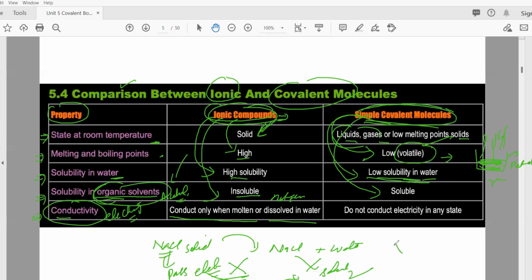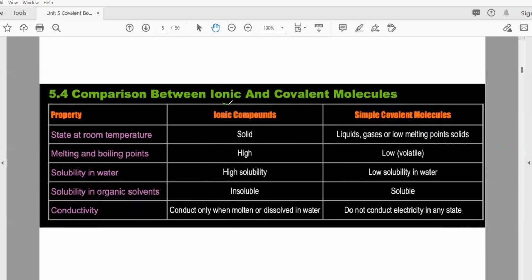Or I will take NaCl in a container and heat it. Now NaCl will melt. When NaCl melts, if you pass electricity, it will also pass. So ionic compounds are good conductors of electricity under what conditions? Number one, if they are molten. Number two, if they dissolve in water. So these are the two conditions on which they conduct electricity.